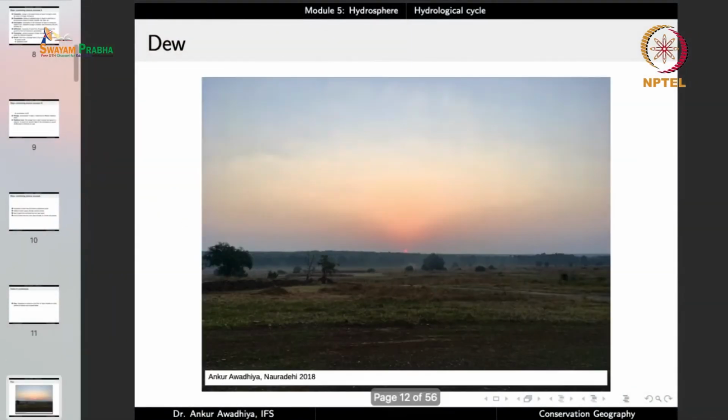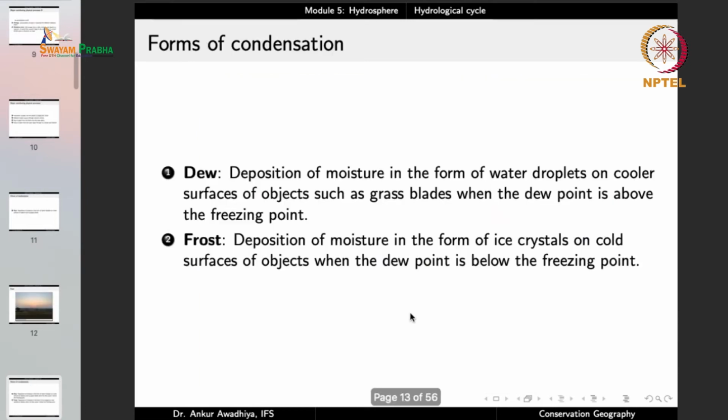Now in this case, because these surfaces are cold, the air that is near these surfaces crosses the dew point, at which point it becomes supersaturated and it begins to shed out the moisture in the form of liquid water. So that is dew. So typically you will observe dew in the case of early mornings, especially in the winter months, on things such as grass blades. Another is frost.